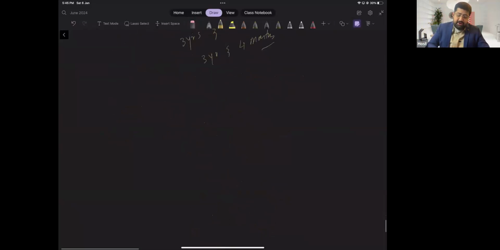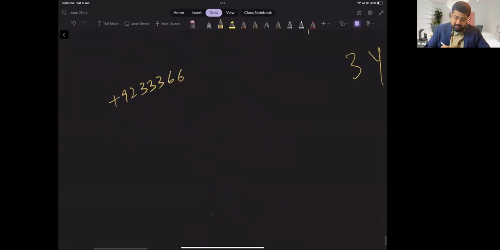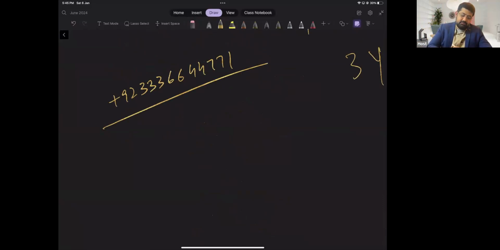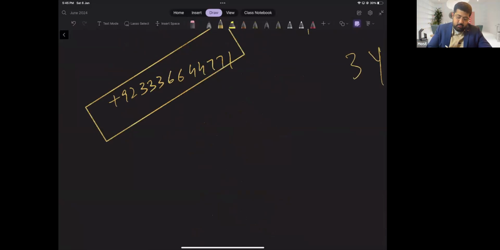Now, I will give you one home assignment, a small question. Note down my WhatsApp number. You will solve it on paper and WhatsApp me the picture.